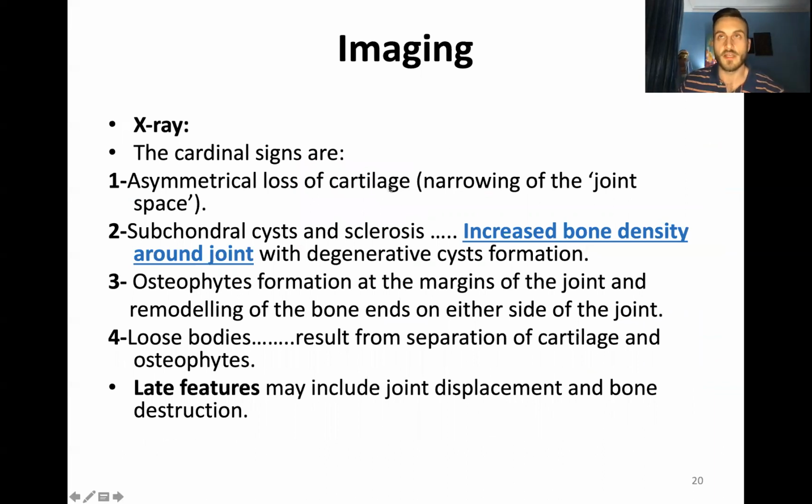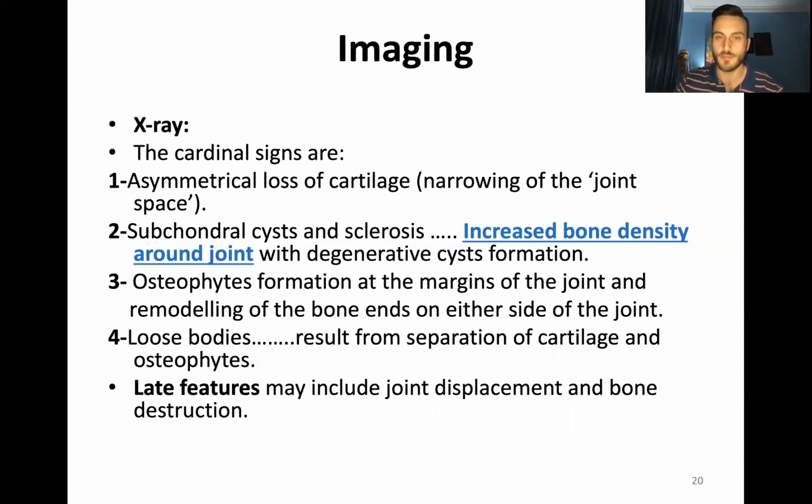X-rays. It's very important to diagnose osteoarthritis by X-ray. Don't rush into MRI, because we have a common mistake. It's international. Whenever you find a patient who's in their 60s complaining of knee pain, let's go and do MRI. MRI is costly, it needs time. It's not good to send the patient to MRI because it will take a long time. Sometimes it takes months for this patient to get the imaging done.